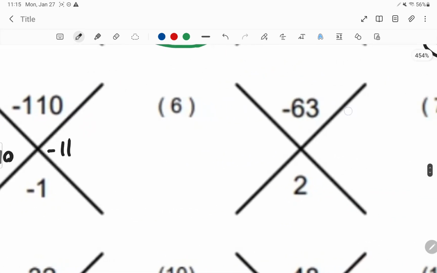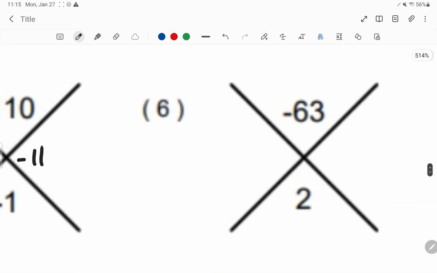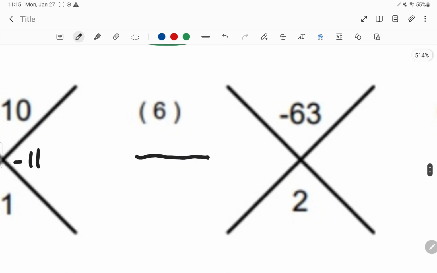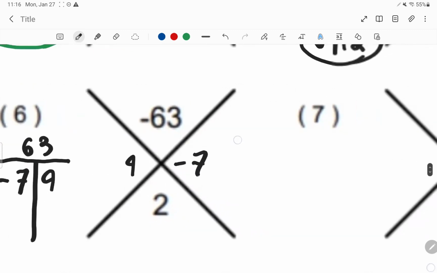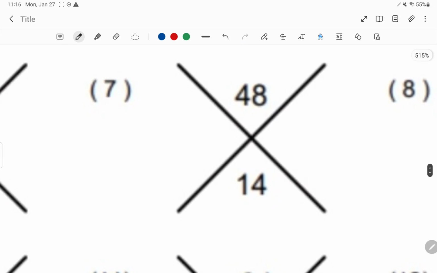Alright, we're going to keep going. What gives me 63? 63, we can get that by multiplying 7 and 9. Now, I need a positive 2 for this one. Alright, so that means that the bigger one is going to have to be positive, right? So I'm going to make the smaller one negative. Now, when I add them, my answer is going to be 2. So my answer is 9 and negative 7. Pretty easy. Now number 7 here, 48.